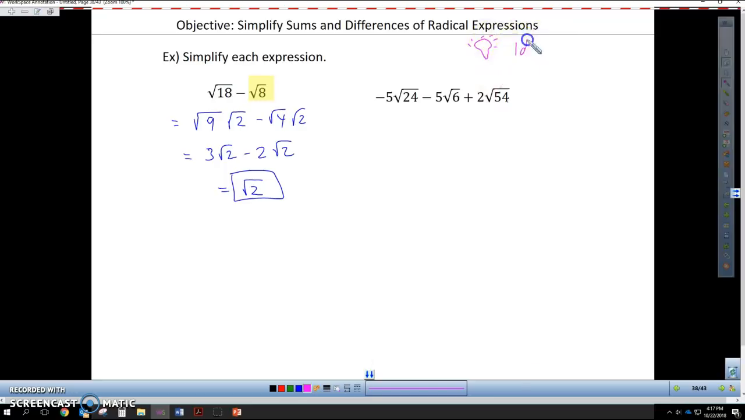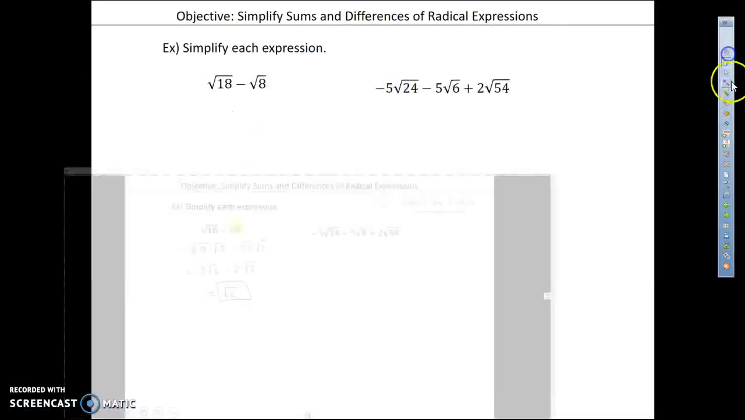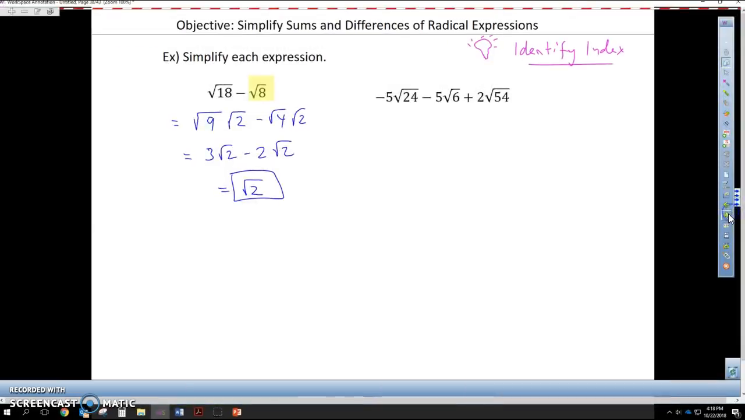So identify index. Always, always, always identify your index. Okay, know what you're working with. So like in this problem here, I have square roots. Okay, so my index is 2. I'm working with perfect squares.